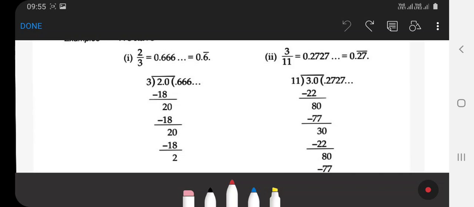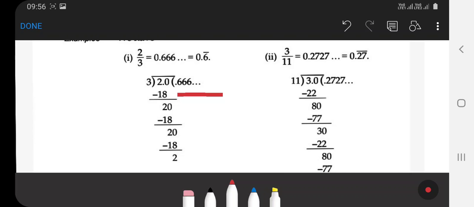So the first number is 0. 2 sixes are 12... again 2 sixes are 12, again 2 sixes are 12. You have obtained 0.66666 an infinite number of times.